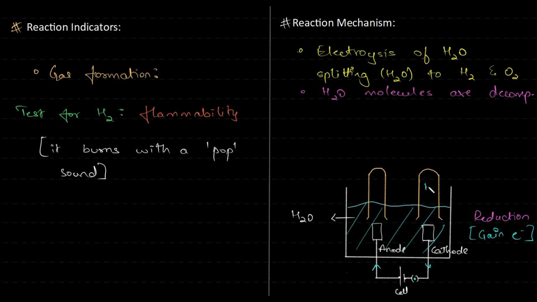Herein, the hydrogen will gain the electron and form hydrogen gas. So at this end, we have hydrogen gas. So using this particular test tube, you can do the flammability test at the cathode end. While at the anode end, obviously, we have the oxygen. And here, this is known as oxidation.